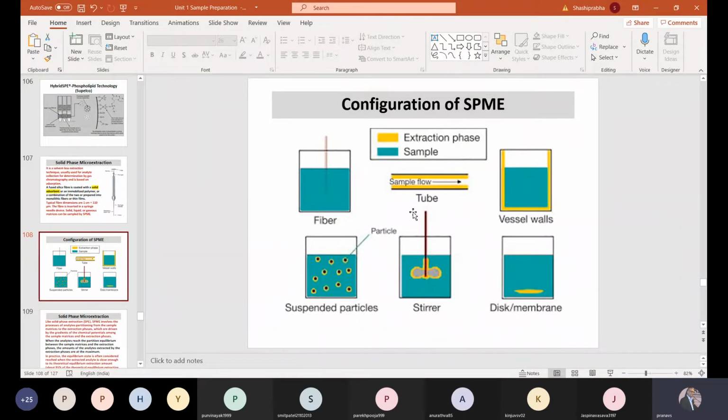This SPME can be in different configurations. It can be taken as the walls of the vessel. It can be made in the form of a disc or a membrane. It can be formed as a stirrer. It can be in the form of a particle as well, which is coated with the solid phase. So either way, these are different configurations currently available to extract samples selectively using SPME.